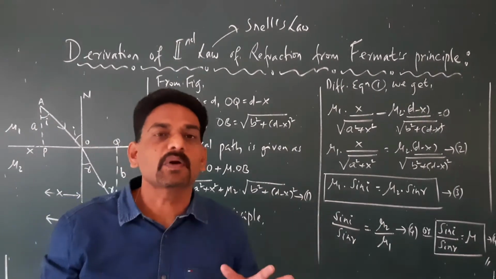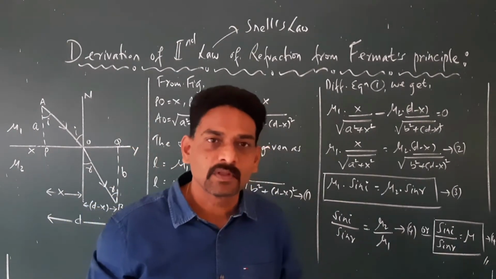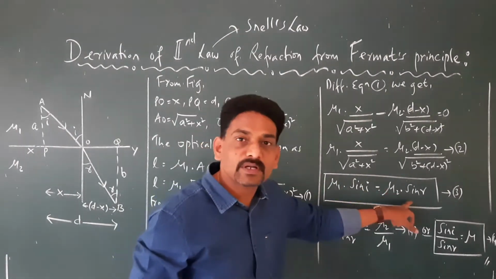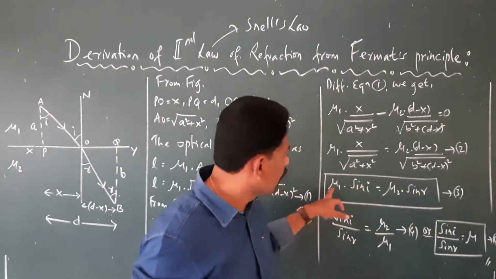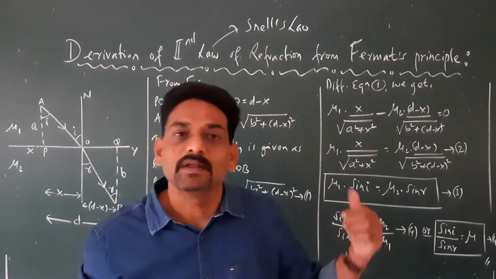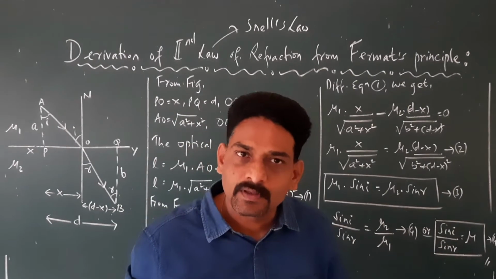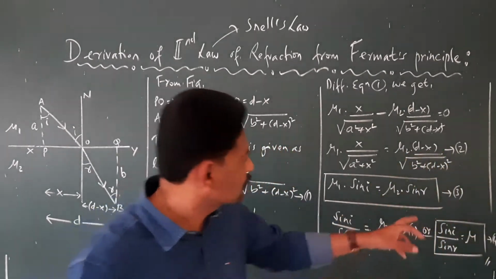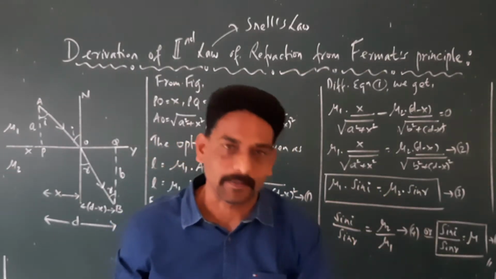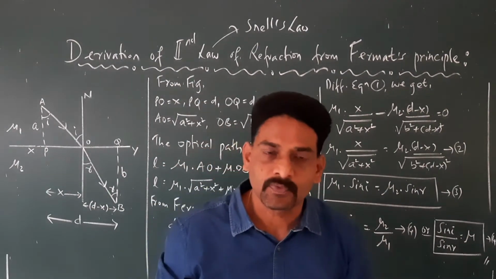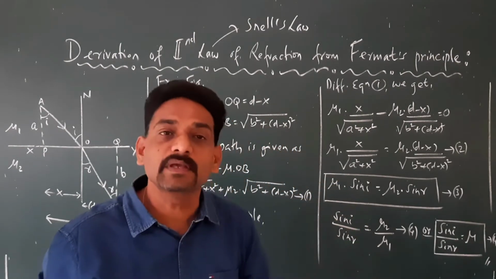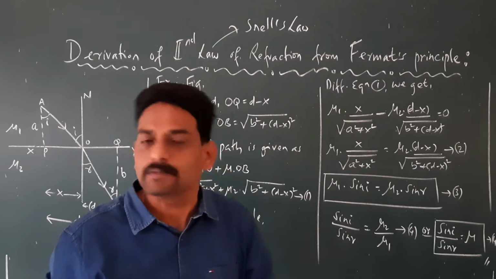We know basically what Snell's law is. Snell's law states that mu1 sin i equals mu2 sin r. What is mu1? The refractive index of the first medium. What is mu2? The refractive index of the second medium. So this is Snell's law, and we are going to derive it with the help of Fermat's principle.